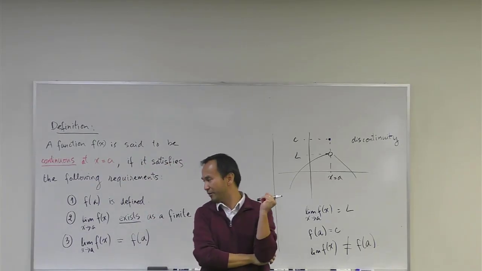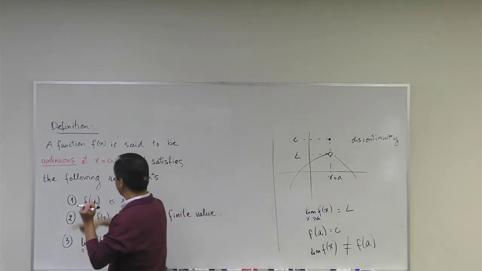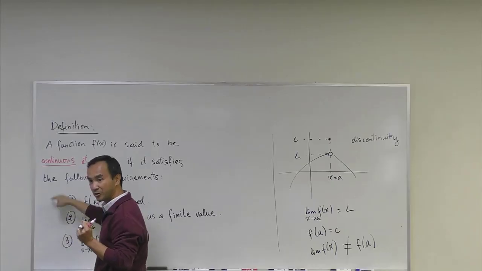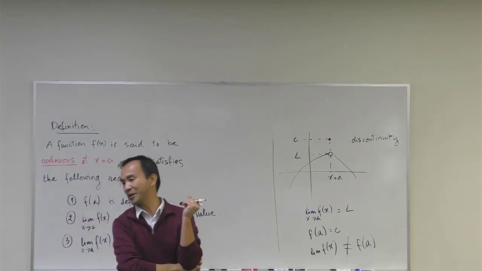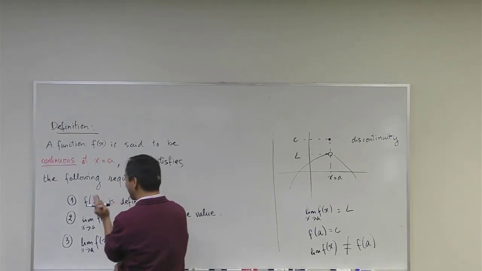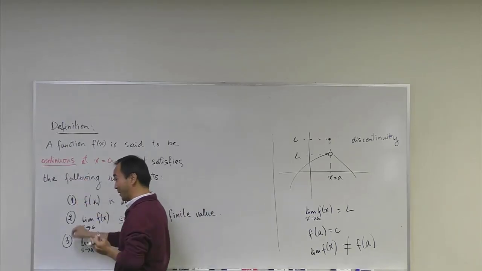Or the other way around, if you know that the function is continuous at x equals a, these three requirements must have been satisfied already. Okay? So right now we focus on being continuous at specifically one point.